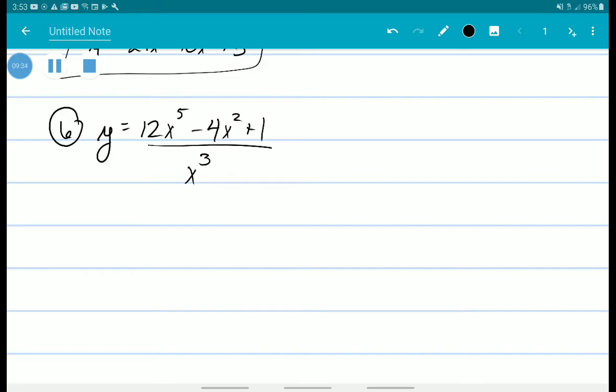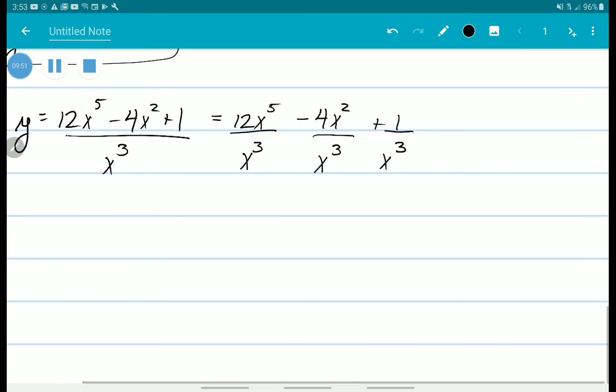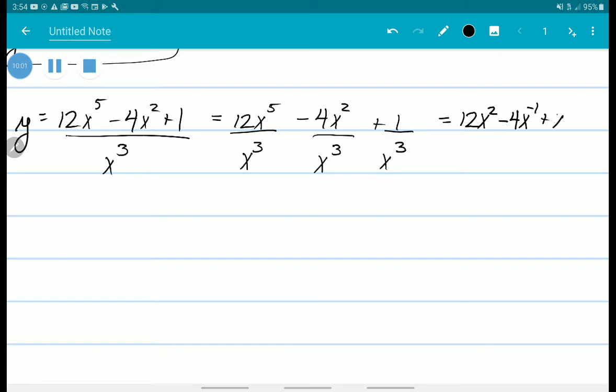So with this one, if we want to take the derivative, we can split the numerator. You can always split a numerator, you can never split a denominator. And then we're going to rewrite that. So that's the same thing as 12x squared minus 4x to the negative 1 plus x to the negative 3.